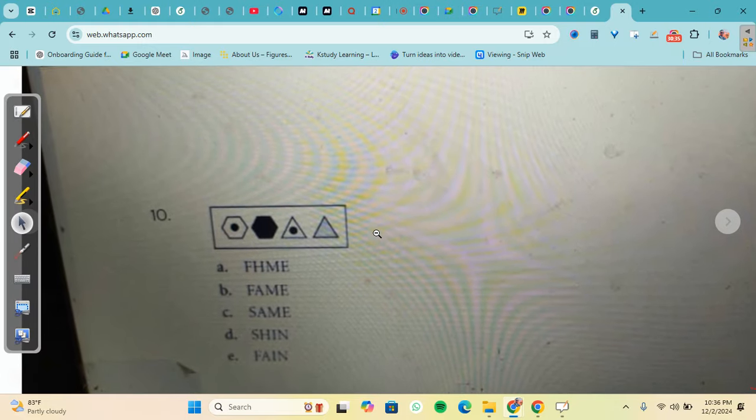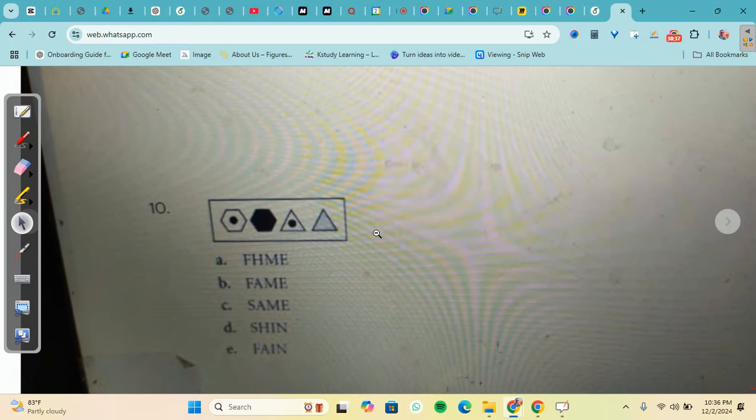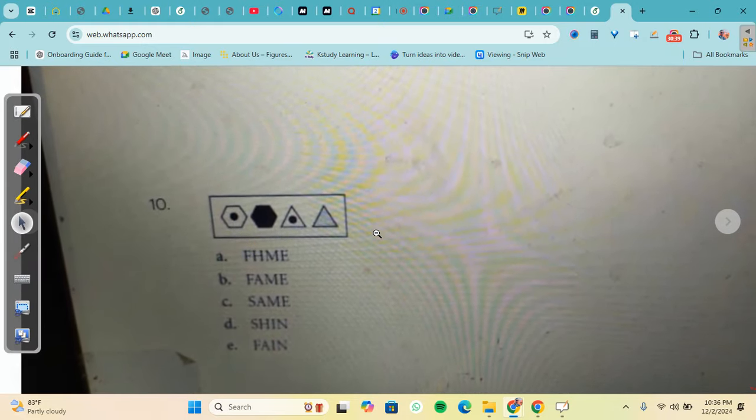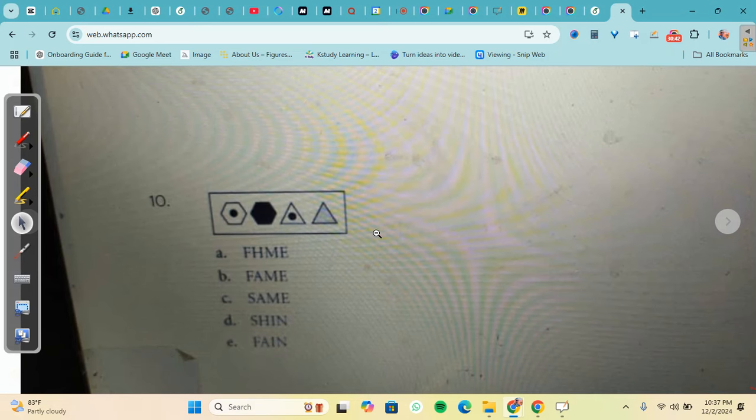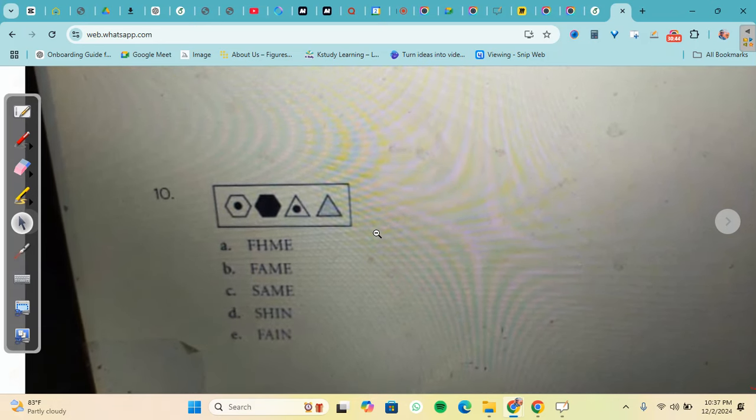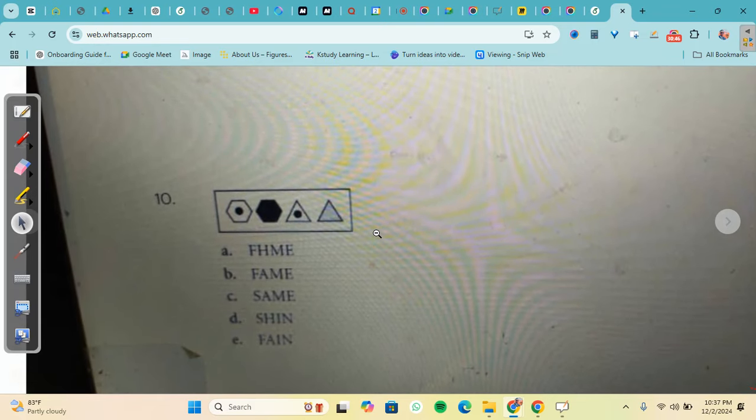What's this guy doing here? This guy that is here. How do you answer this question? I would have loved if you can actually see the two shapes at once.